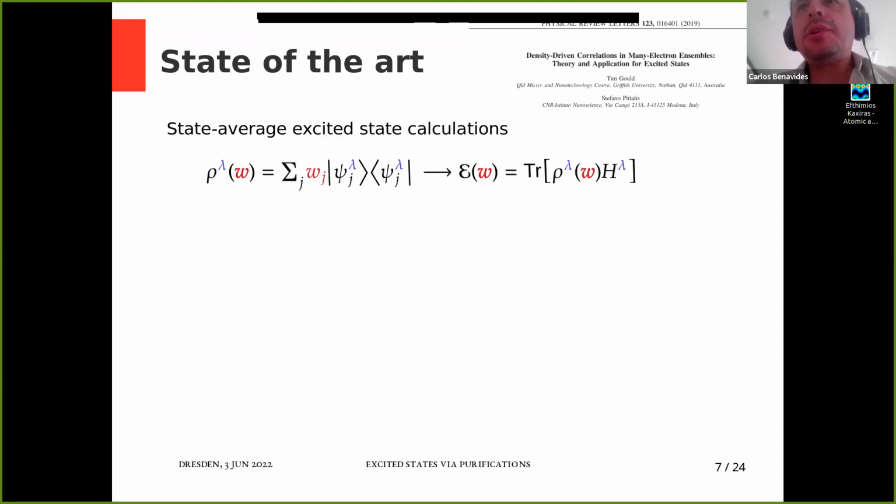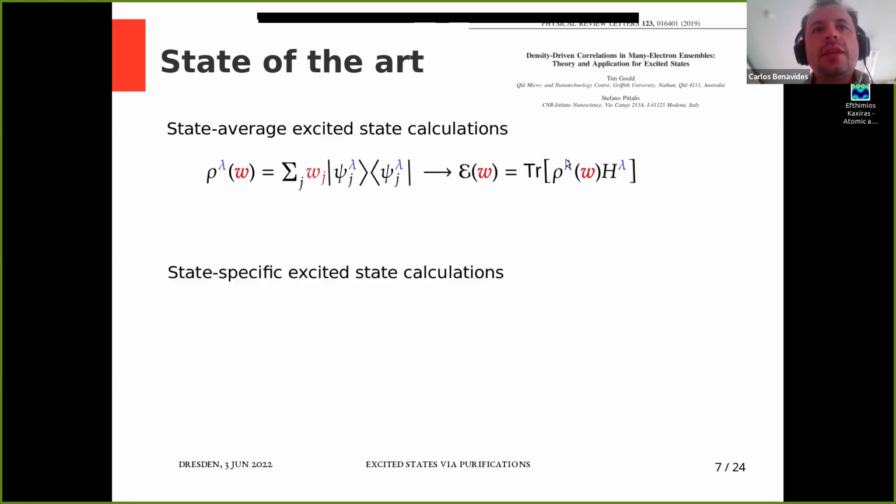As you see, the papers I'm going to cite are quite recent, and this is a way to access these states. But there is another way, more clean, let's say: state-specific excited state calculations. So how is this? Of course, you have the ground state that you find by minimization.